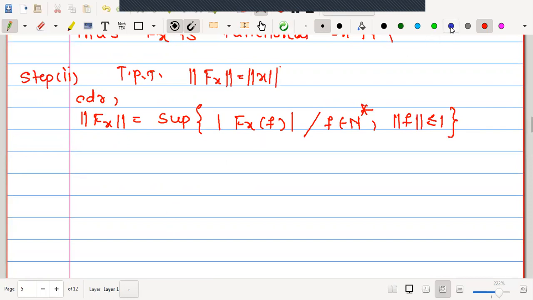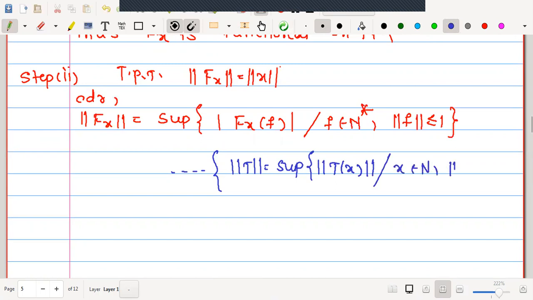Let me write the original definition. The original definition is norm t is equal to supremum norm t of x, x in n, norm x is less than or equal to 1. This is the original definition. Now we are using this original definition in order to find out norm of f of x. The definition goes parallelly. Here instead of norm we have modulus because it is a scalar valued function.